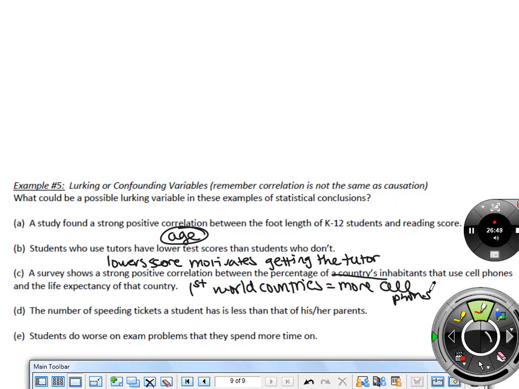Okay, the number of speeding tickets a student has is less than that of his or her parents. Andrew. They've been driving less. Okay, so again, kind of age is a factor here, right? Okay. So we can go through the last one tomorrow. Remember, all I want you guys to do is print out the note guide, take the survey, and then look at those different ways to collect data, okay?